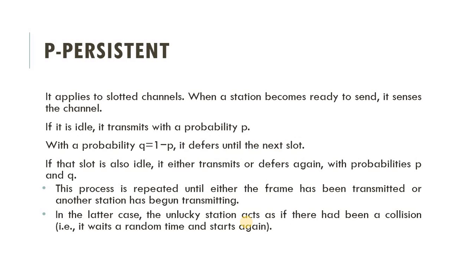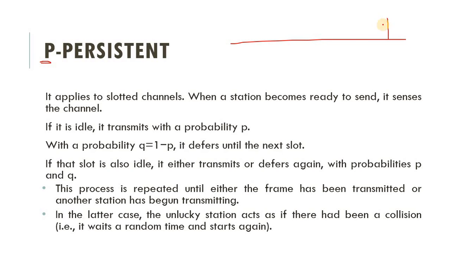Now the next is P persistence. It is a hybrid of non-persistent and one persistent. It applies to slotted channels. When a station becomes ready to send, it senses the channel. However, here P means the probability. So based on the probability, it starts sending the data.